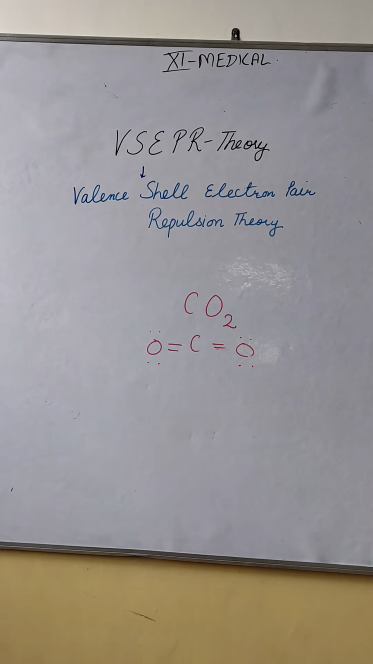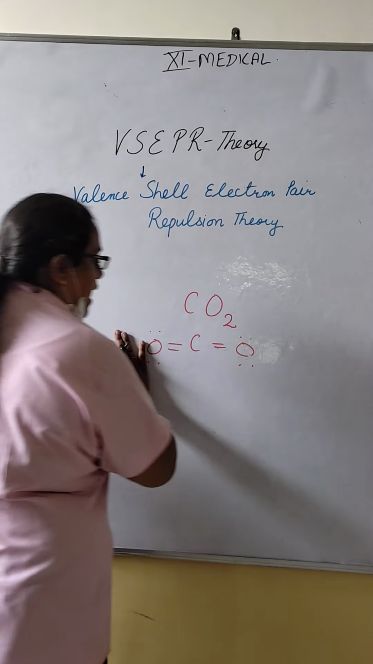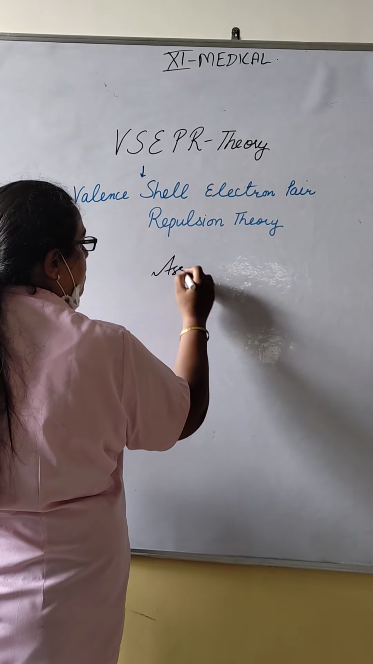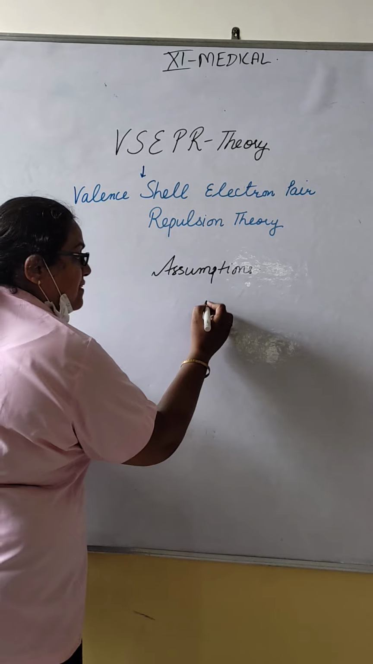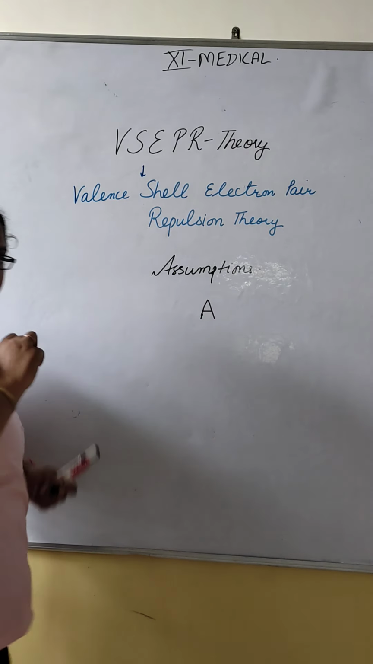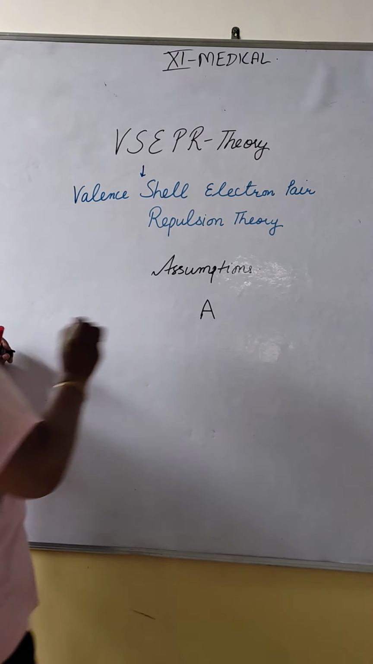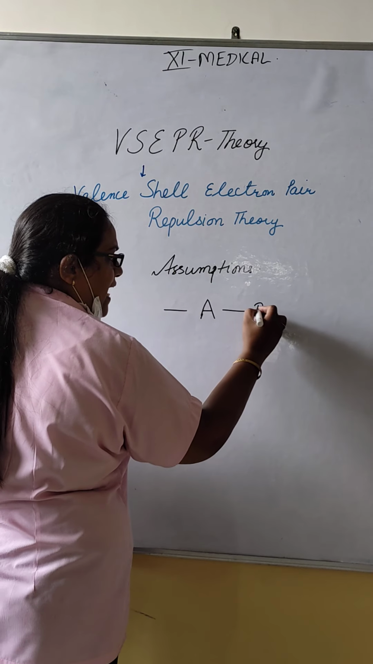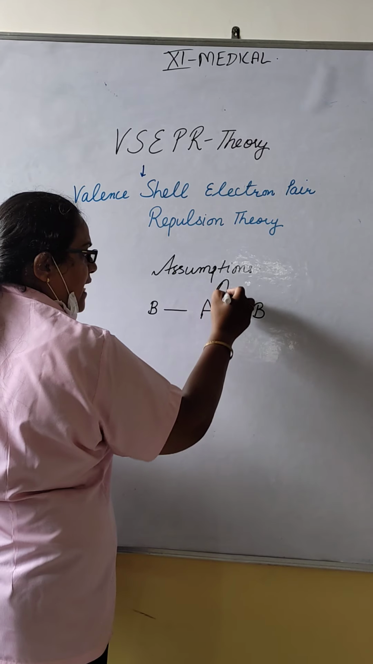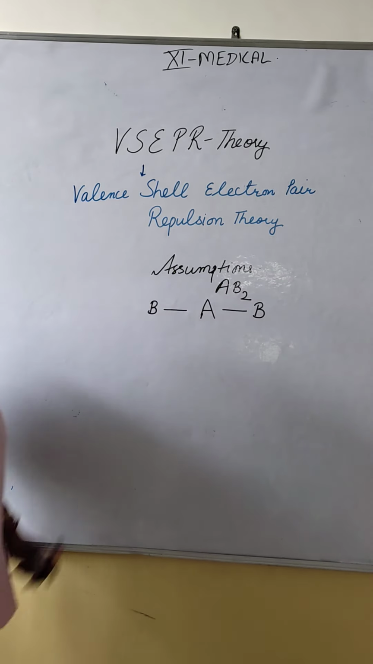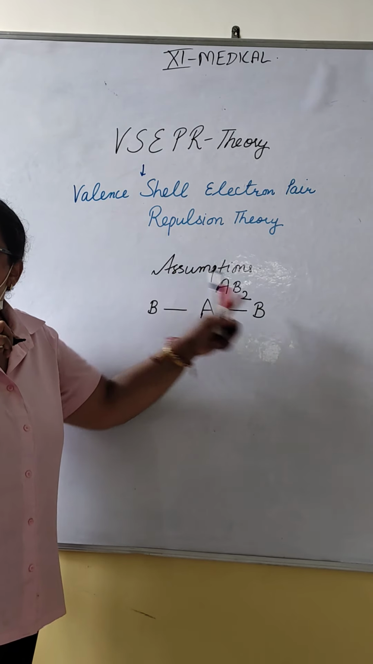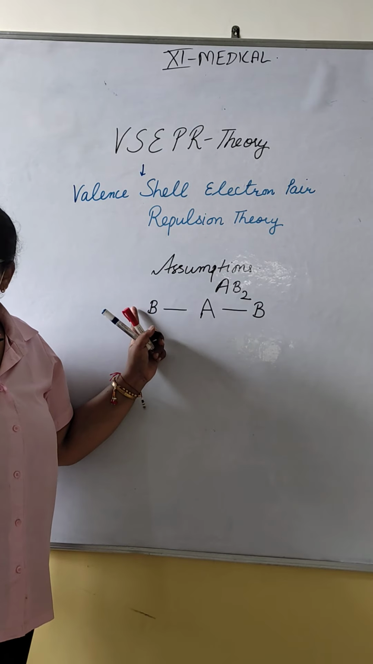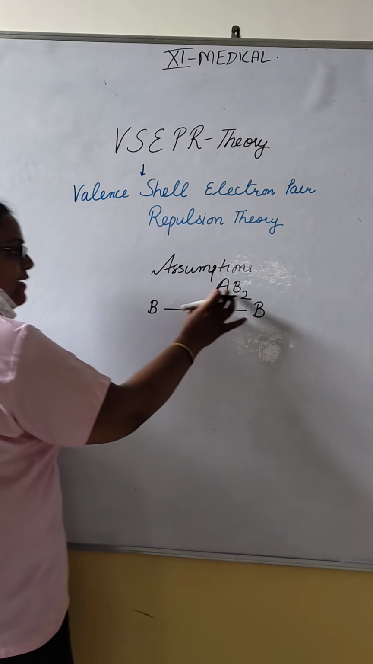Now, some basic assumptions of this theory. Suppose A is the central atom around which two other atoms are present. So this is an AB2 molecule. AB2: A is the central atom, B are the adjacent atoms. Okay? Around the central atom, two atoms are present.